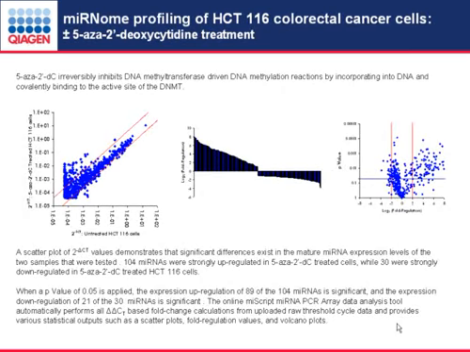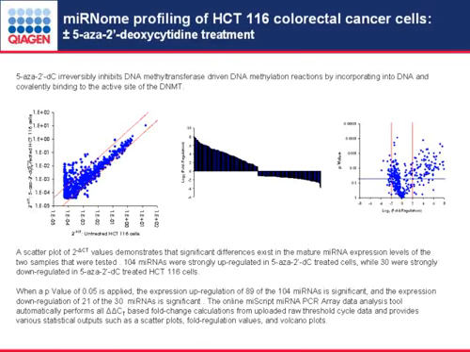As an application example of what you can do with these arrays, I'd like to show you an experiment we did where we did whole micronome profiling of HCT 116 colorectal cancer cells that were treated with or without 5-aza-2-deoxycytidine, which irreversibly inhibits DNA methyltransferase-driven DNA methylation reactions by incorporating into DNA and covalently binding to the active site of the DNMT. A scatter plot of 2 to the delta CT values demonstrates that significant differences exist in the mature microRNA expression levels of the 2 samples that were tested.